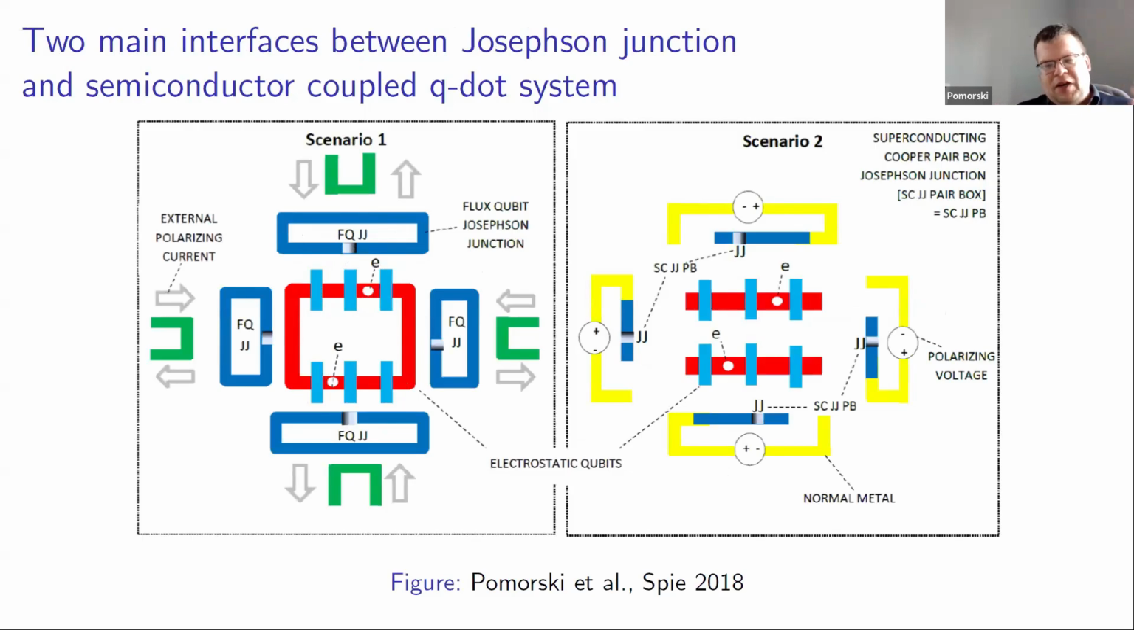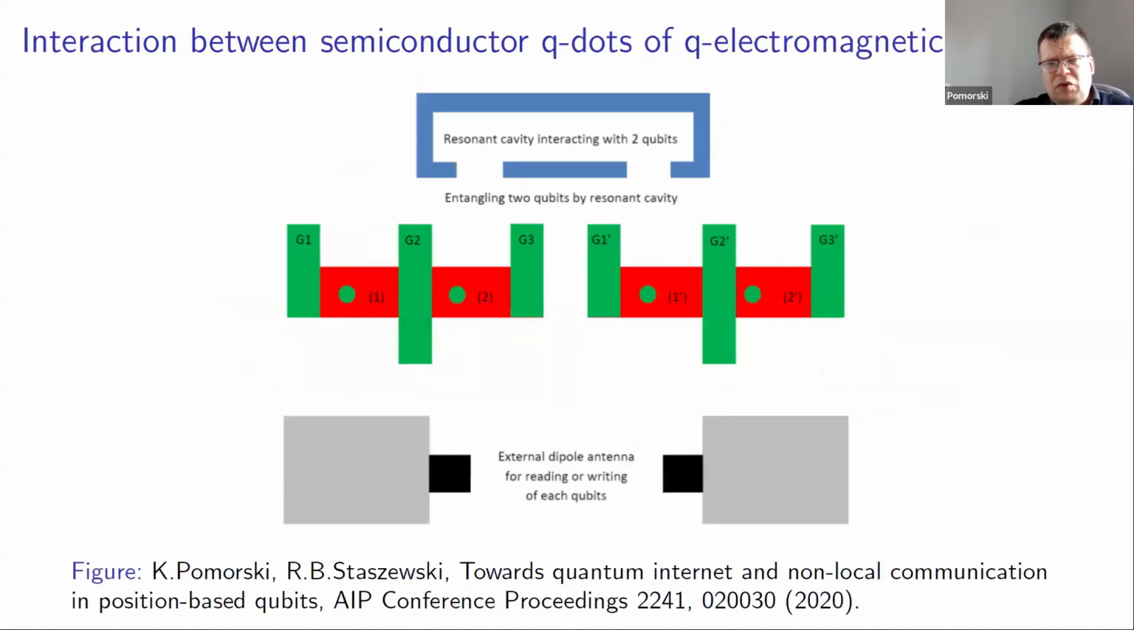So we can have an interface which is inductive between two types of quantum electronics, and you can have an interface that is based on electrostatic interaction. There is a semiconductor nanowire, and this is in parallel to a superconducting Cooper pair box. The electrostatic principle is used for interaction between those two types of quantum systems. So you can build such types of devices and networks.